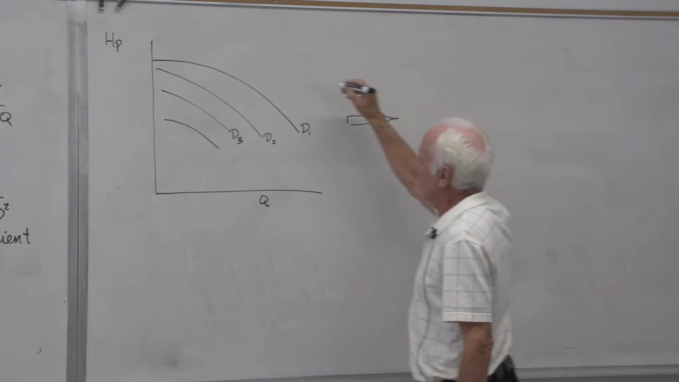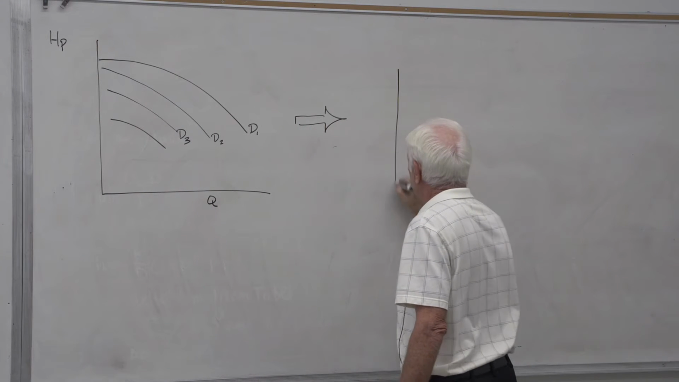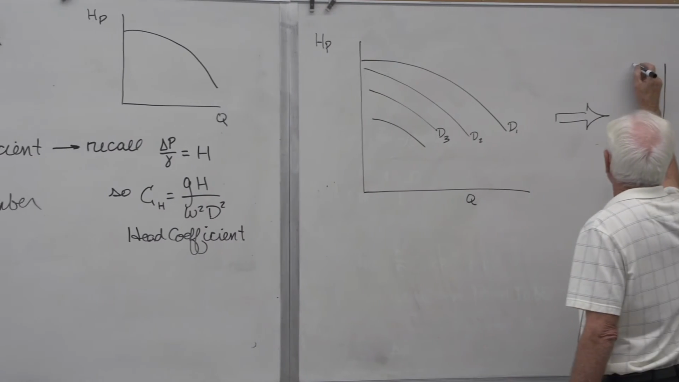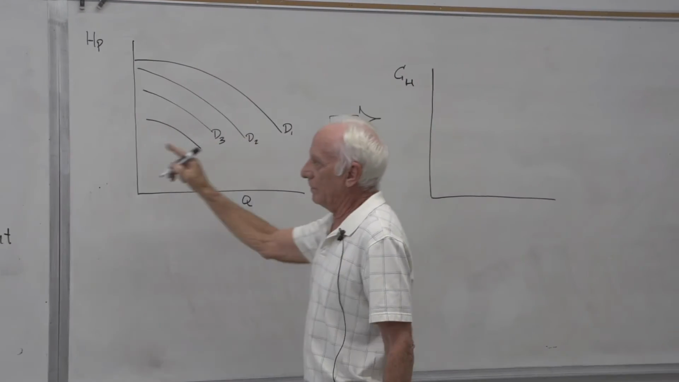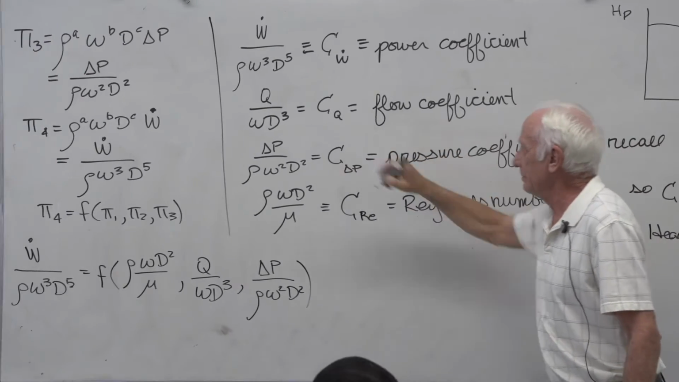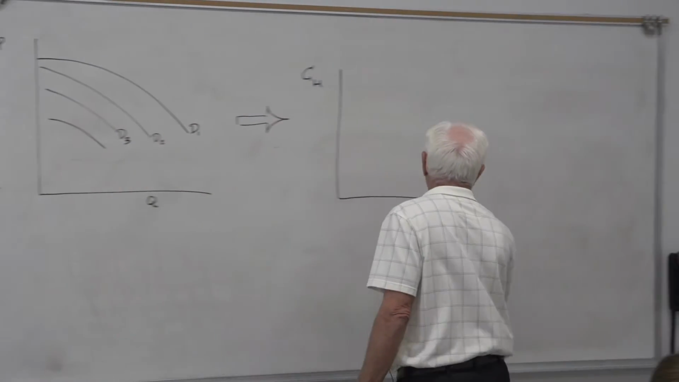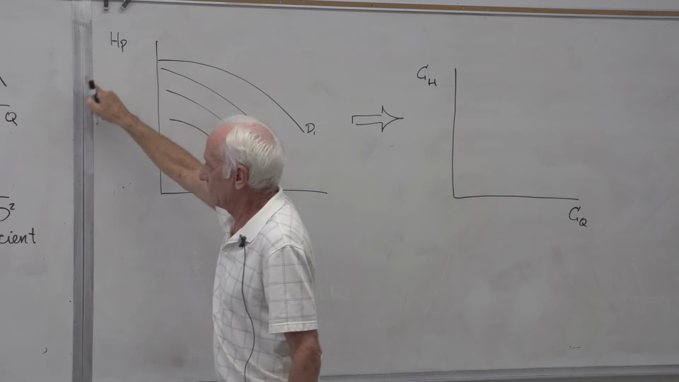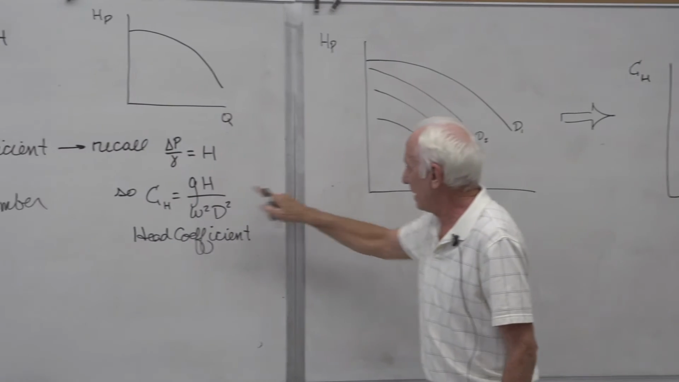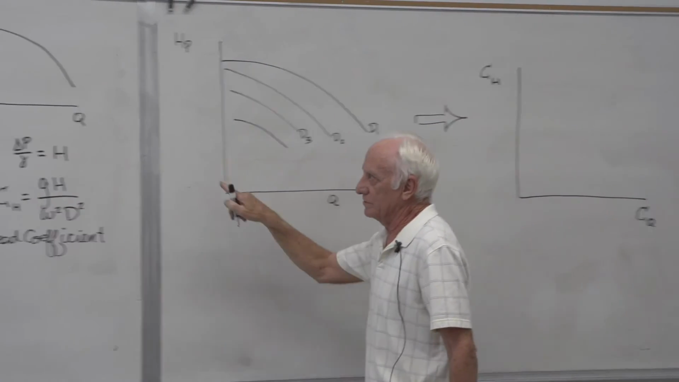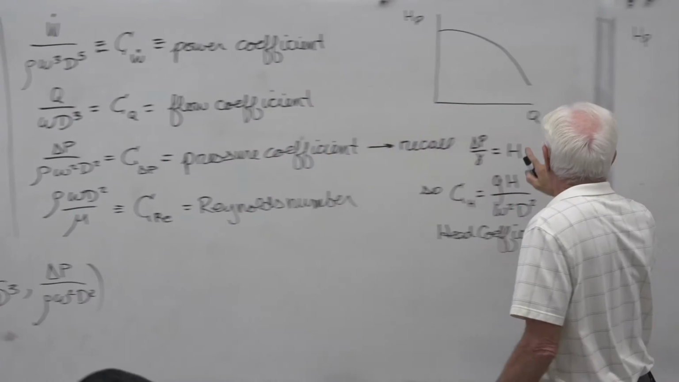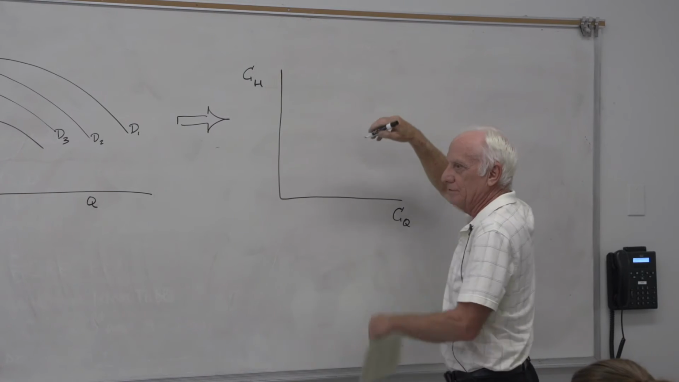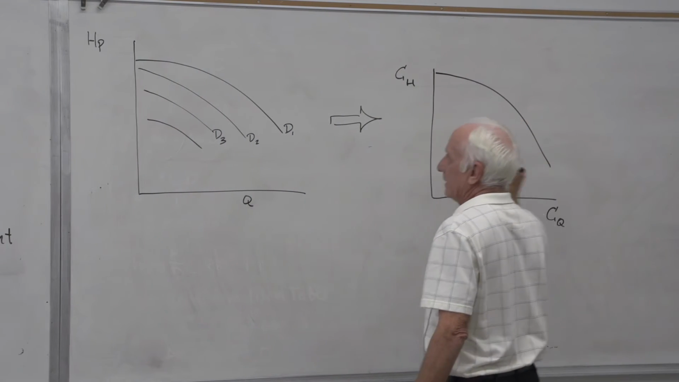If we plot, this was at 1 RPM, if we plot that on C sub H on the y-axis, and we plot that with C sub Q on the x-axis. Why? Because I want the head. Where's the head? Right there, C sub H. I want the flow Q. Where's the flow? C sub Q. So I take the H and Q graph and I plot it as a C sub H and C sub Q graph.